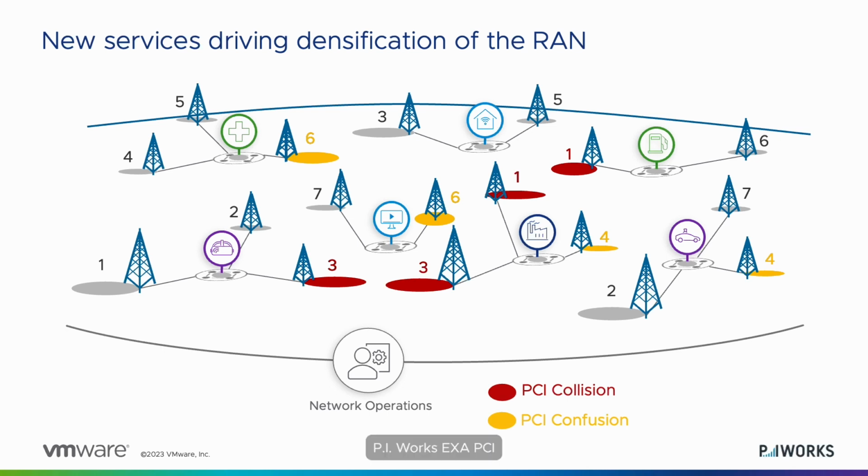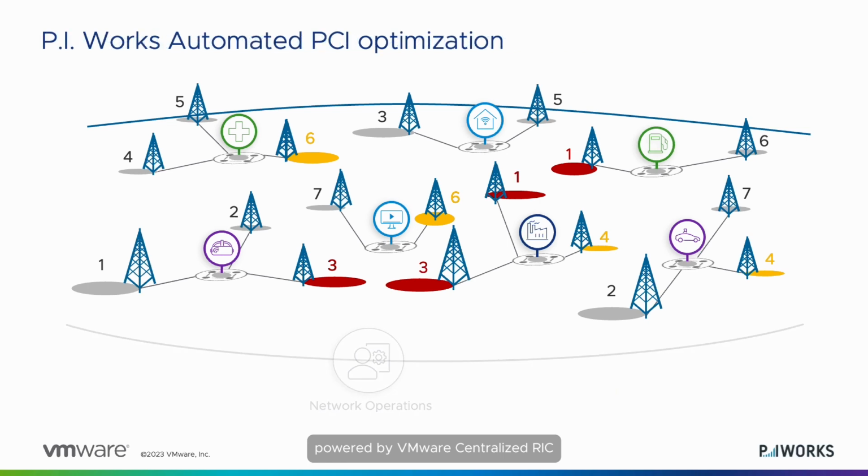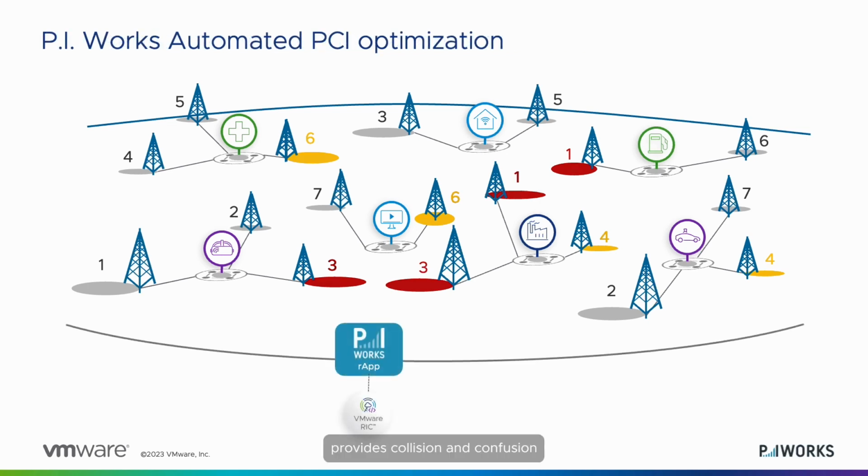PIWorks EXA PCI Optimizer rApp, powered by VMware Centralized RIC, provides collision and confusion-free PCI configuration of the network in an automated way. Using intelligent algorithms that deliver cognitive site profiling, user activity awareness, and neighbor relation considerations, the rApp detects and even predicts future PCI conflicts while automatically conducting remediation actions.